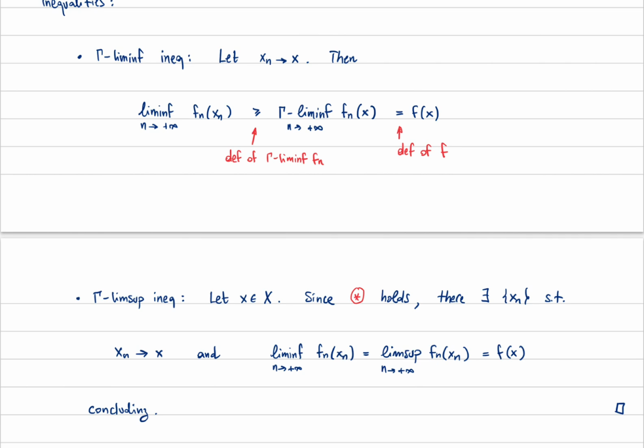Here I should maybe be more precise. I should say that actually you prove this one, and in particular you see that by definition of f you conclude.